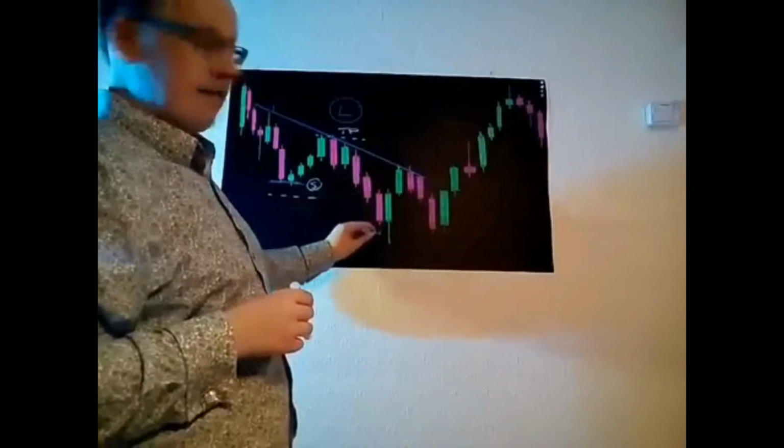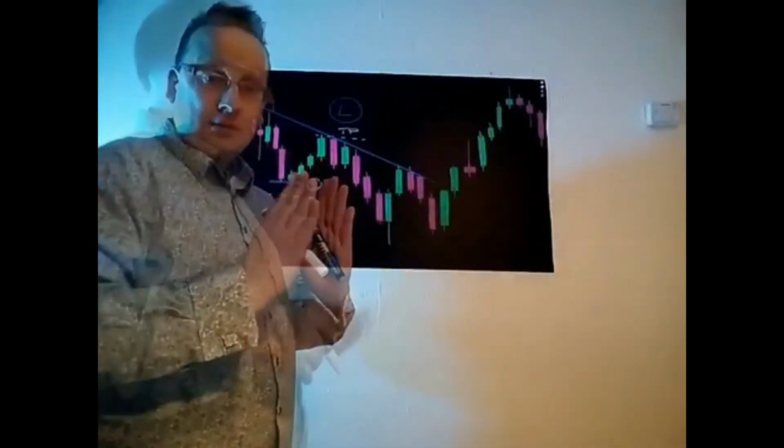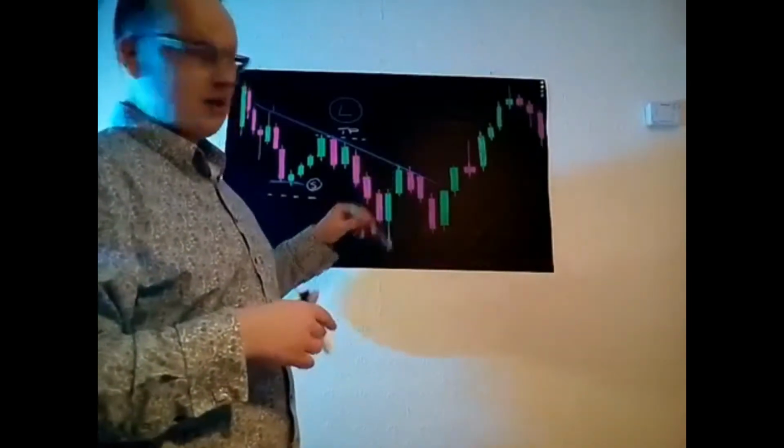Again, 4, 8, 12 hours later, you spotted the 2 pause buttons. Comes up and hits the trend line again. You want to be thinking about taking that trade out.